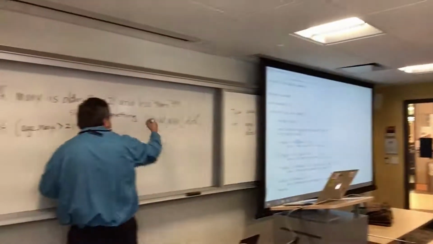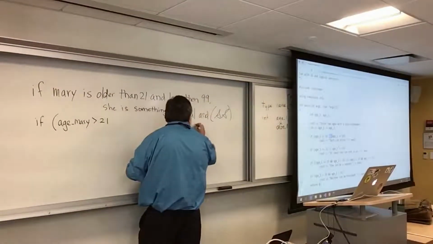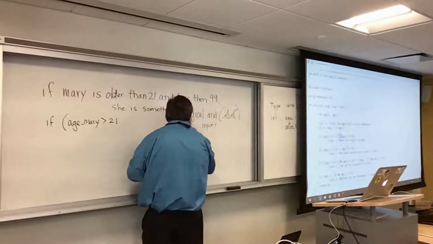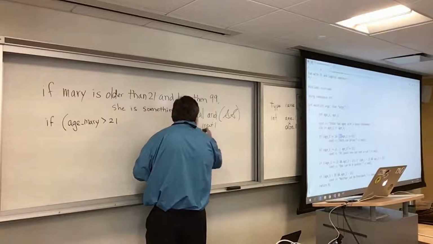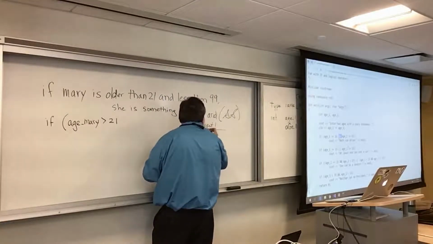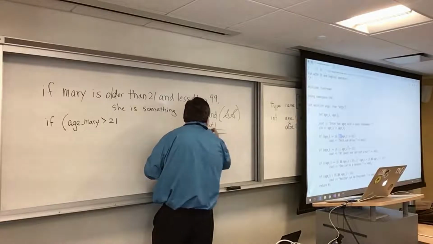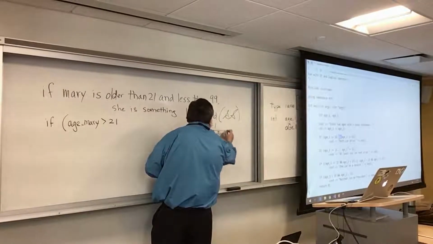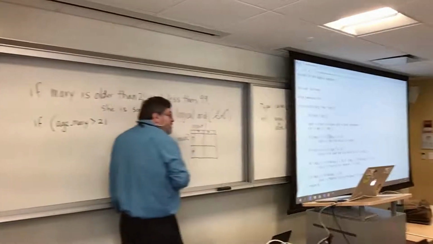So how does and work? So input 1, and here's input 2. True, false, false. So here's a table.